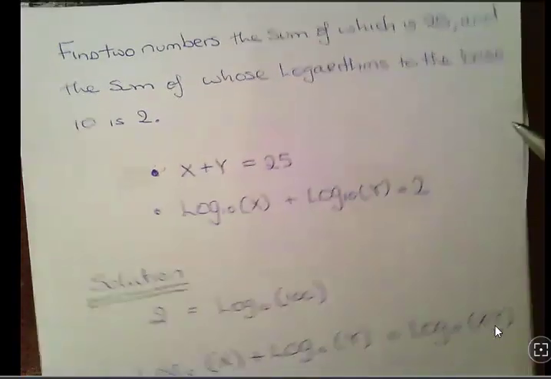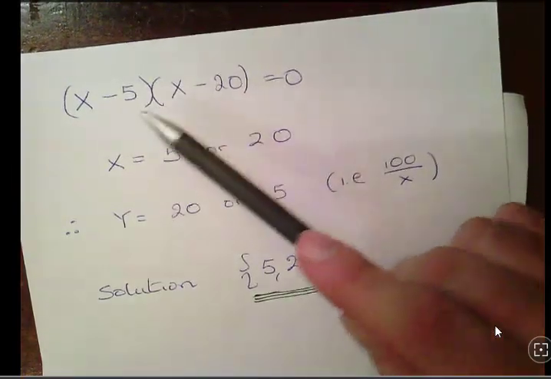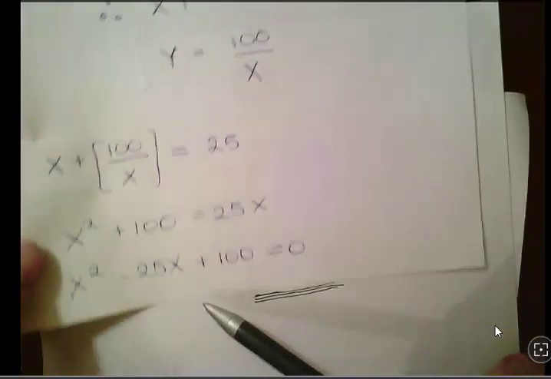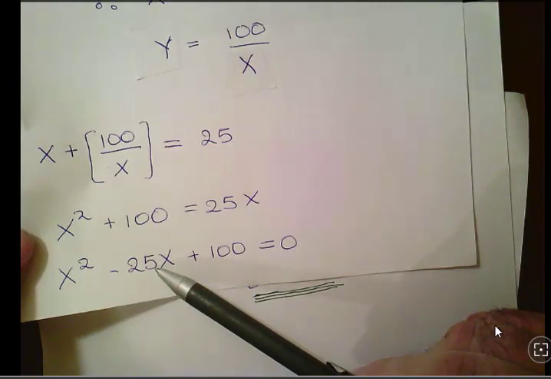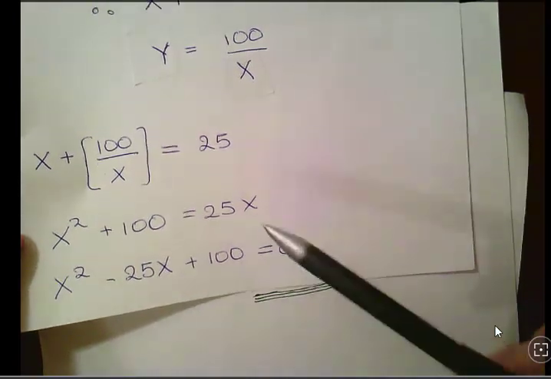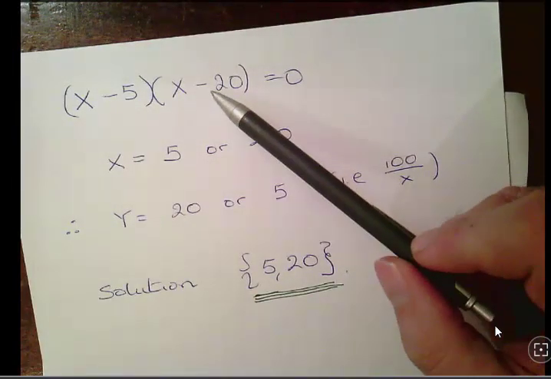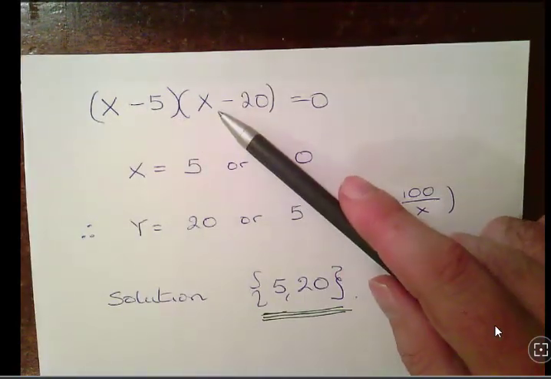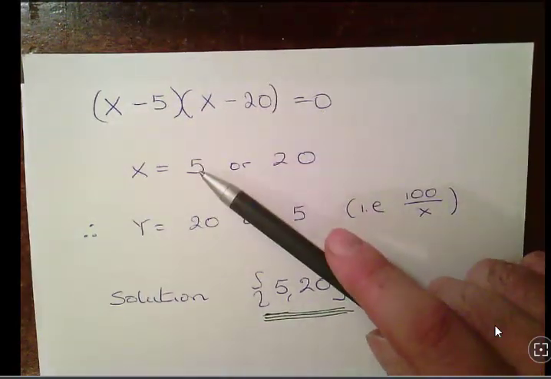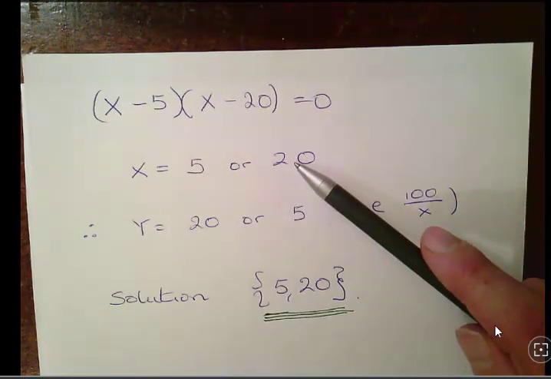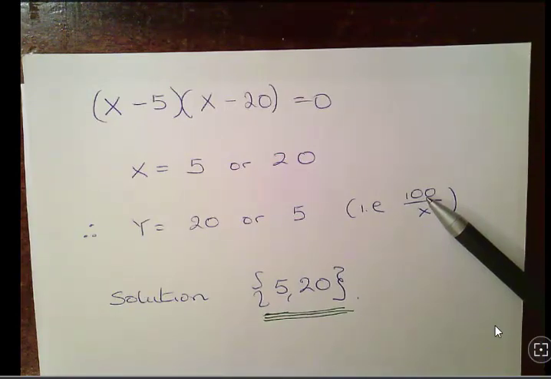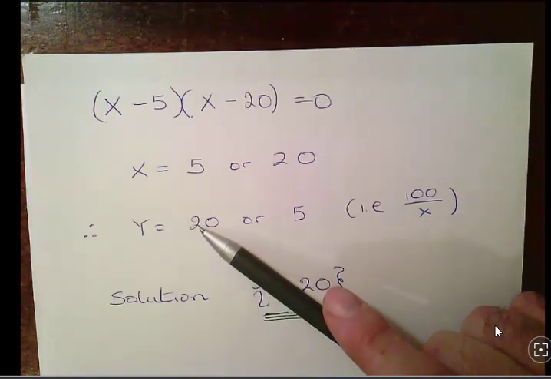We're nearly there. Let's factorize this expression: x squared minus 25x plus 100 equal to 0. When we factorize it, we get x minus 5 times x minus 20 is equal to 0. So x is either equal to 5 or 20. And as a consequence of y being 100 over x, y would be 20 or 5.